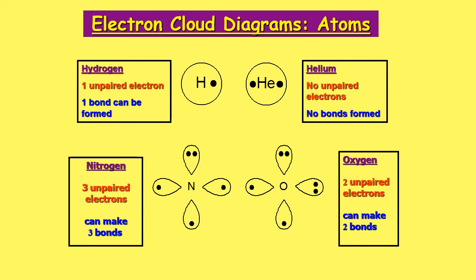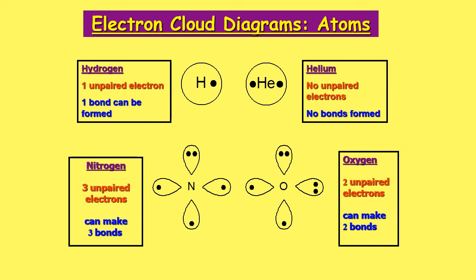Now what we're going to look at now is another way of representing atoms. Previously, what we've looked at is every atom looking like a circle. But this is a different way, and it can sometimes help people to realize where covalent bonds are going to form. So the first thing that we need to do is look at how we can represent atoms using a cloud diagram.